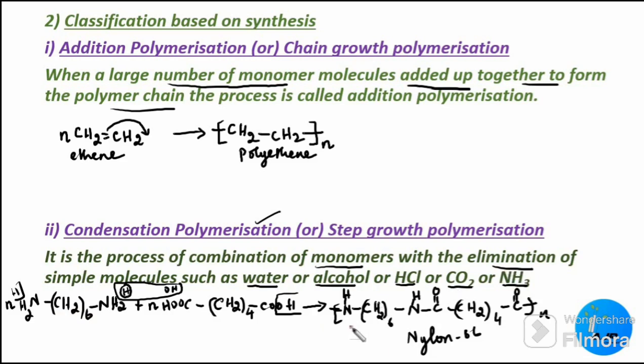Examples under condensation polymerization are bakelite, nylon 6,6, then alkyd resins, etc. Understood? Next, we shall see the classification based on structure.